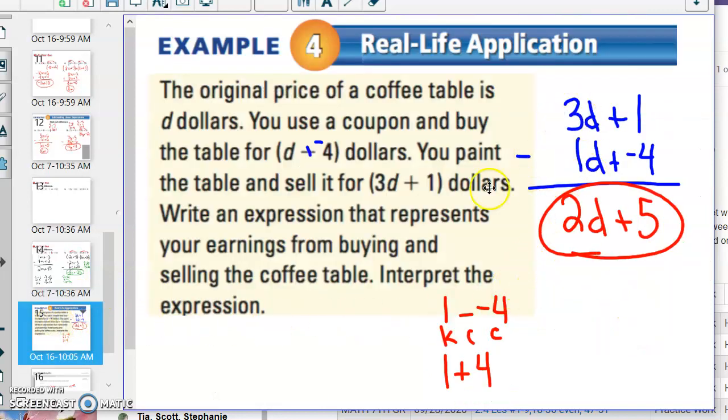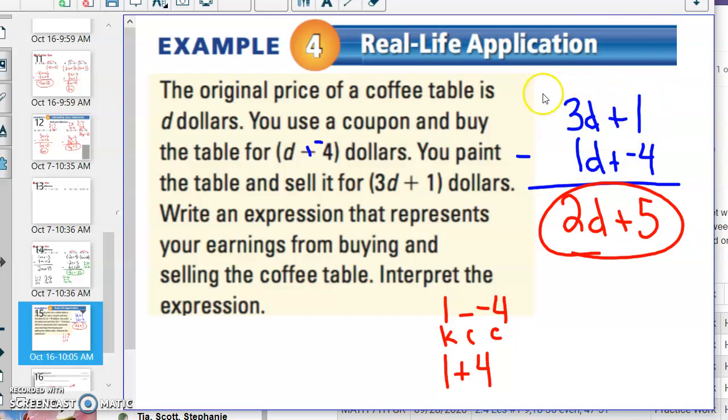All right, a real-life application. The original price of the coffee table is $D. Use a coupon and buy the table for D minus 4, but of course I made that add the opposite. You paint the table and sell it for $3D plus $1. Write an expression that represents your earnings from buying and selling the coffee table.